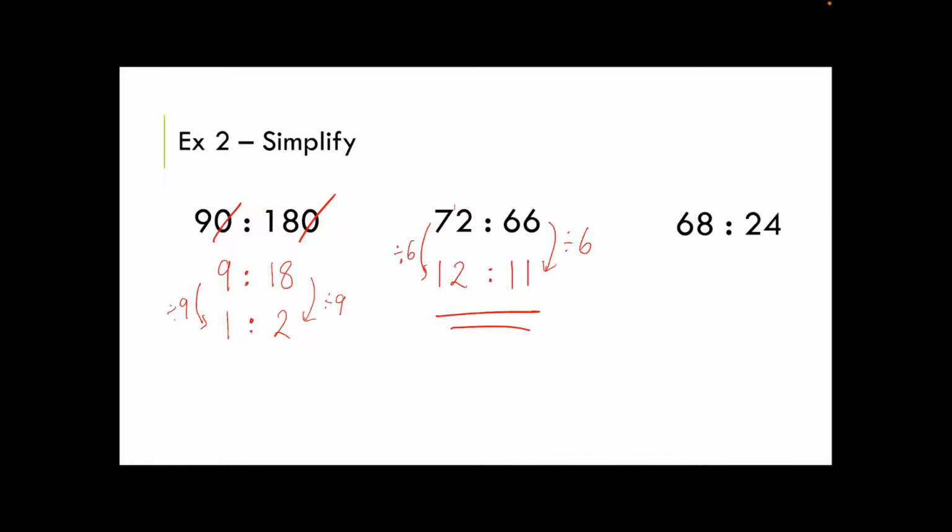For 68 and 24, they're both even, so they're both in my 2 times table. I reckon that they should both be in my 4 times table. Let's give that a go. So first of all, I know that 24 is made up of 6 4s. For 68 though, 4 goes into 6 once with a remainder of 2, and 4 goes into 28 7 times. 17 and 6 are not in the same times table, so again that is that one fully simplified.